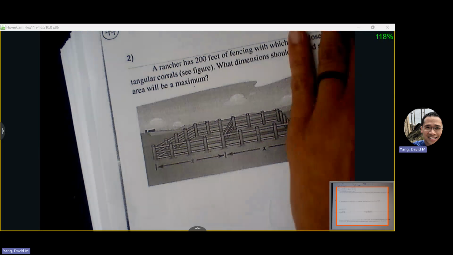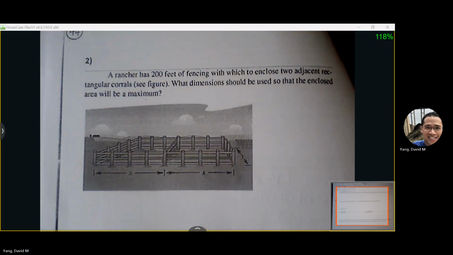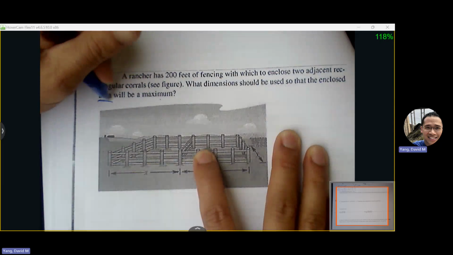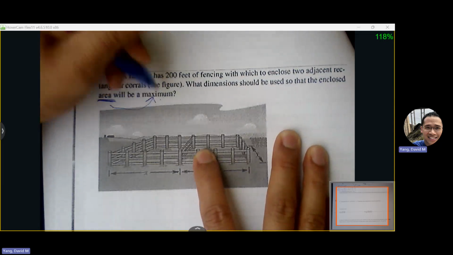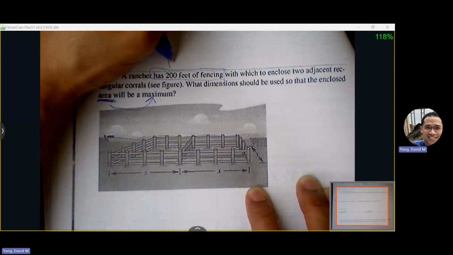Okay, next page, page 44. A rancher has 200 feet of fencing with which to enclose 2 adjacent rectangular regions. What dimensions should be used so that the enclosed area will be a maximum? So this is the hint, right? We're trying to maximize area, and we have 200 feet of fencing. So this is related to perimeter.